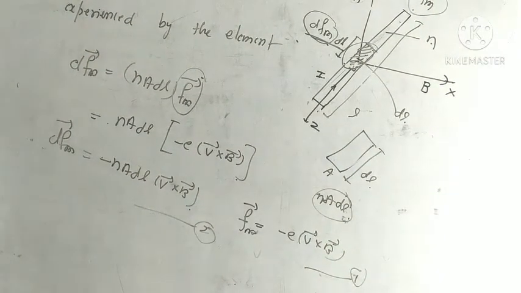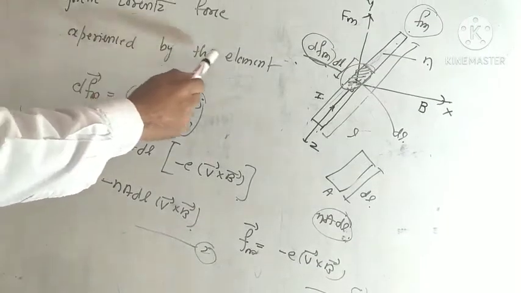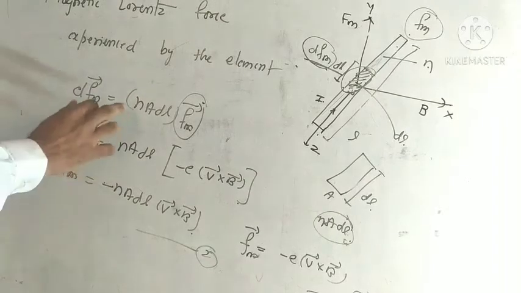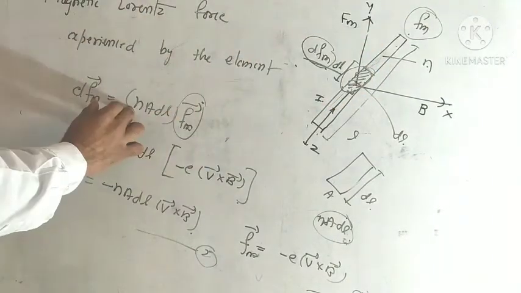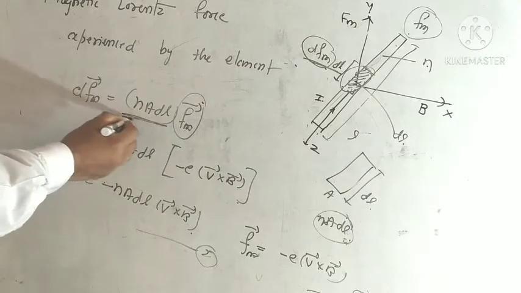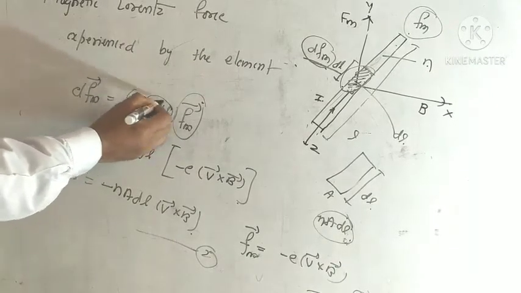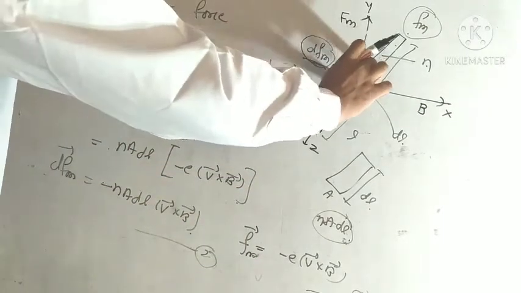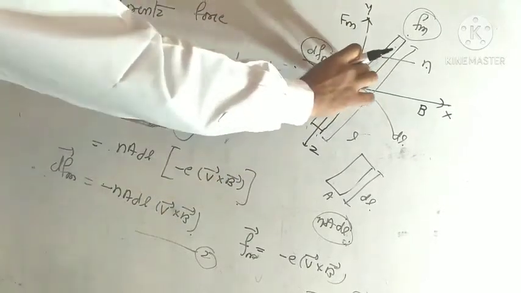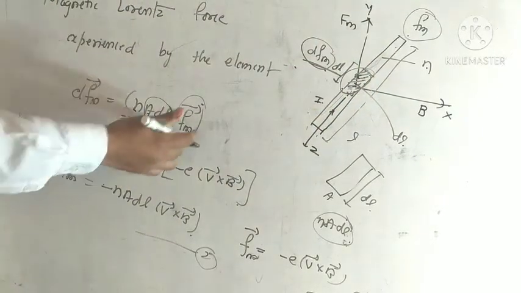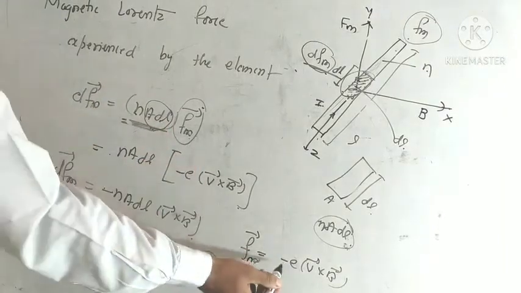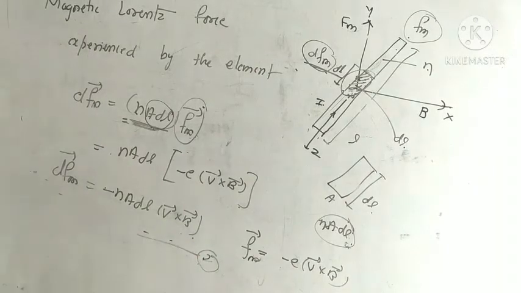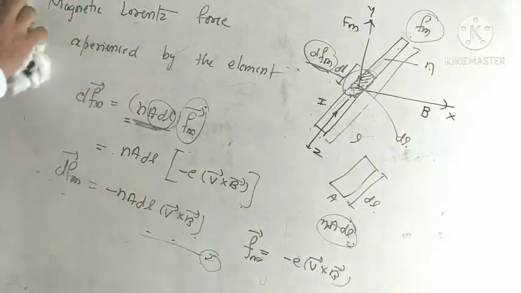I repeat again what we do here. The magnetic Lorentz force experienced by the element: this element experiences a very small Lorentz force, that is dFm, and the volume is Adl. So how many electrons are present here? Adl represents volume, and when we multiply by n, we get the number of free electrons present here, and these electrons experience the Lorentz force, that is equal to dFm. So we put here the value of Fm, and finally we will get this relation, and this is equation number 2.